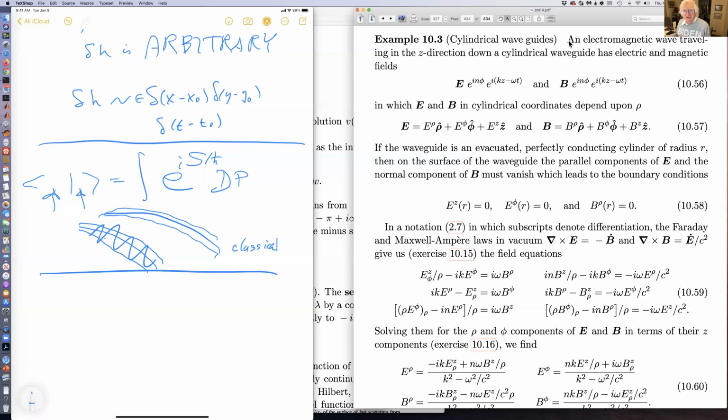let's consider an example that is, of course, the classic or archetypical example of applications of Bessel functions. So we have an electromagnetic wave traveling in the z direction down a cylindrical waveguide. And what is it going to look like? Well, it's going to look like e to the i n phi, e to the i (kz minus omega t), and so forth.